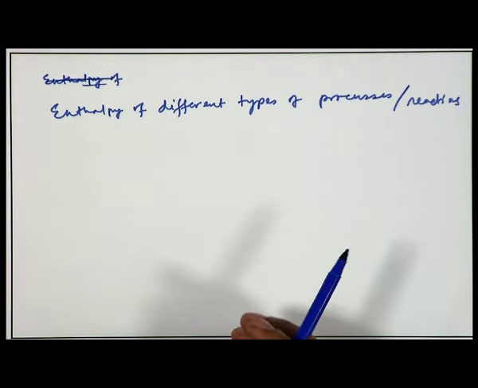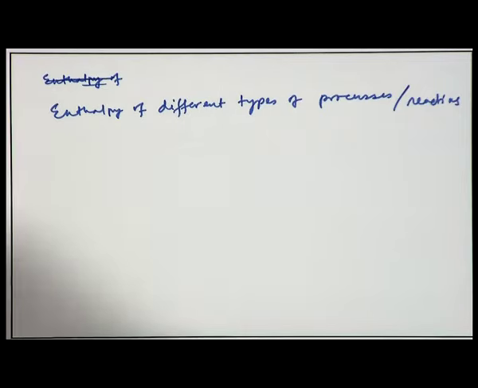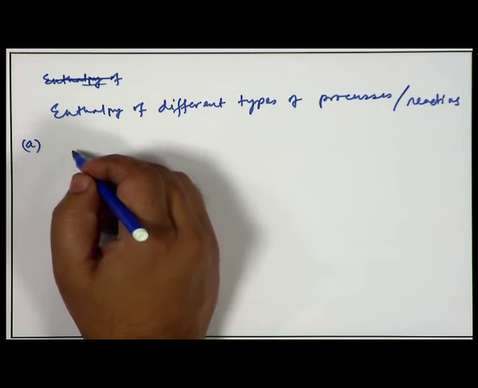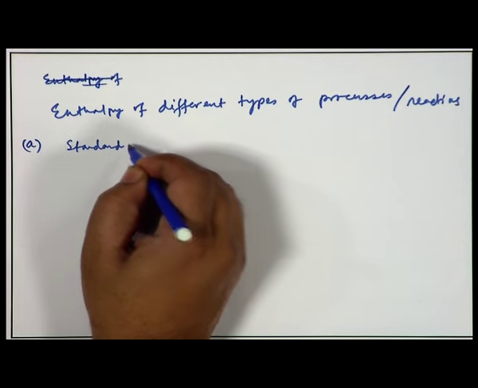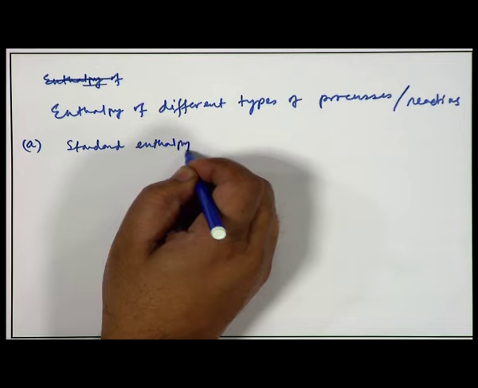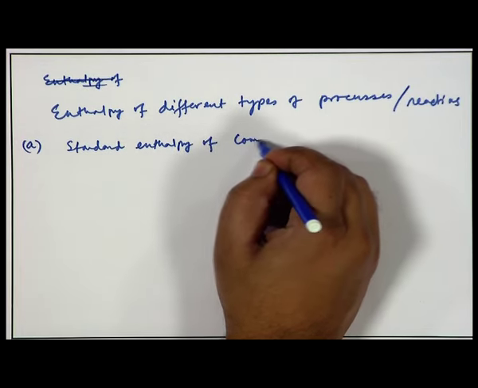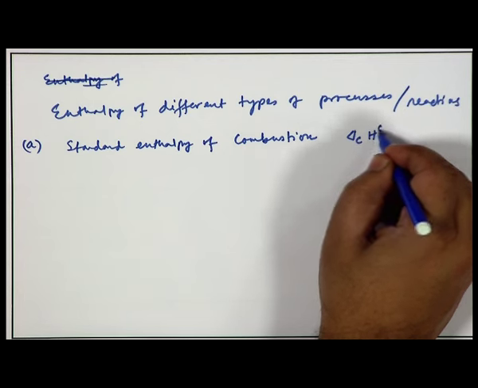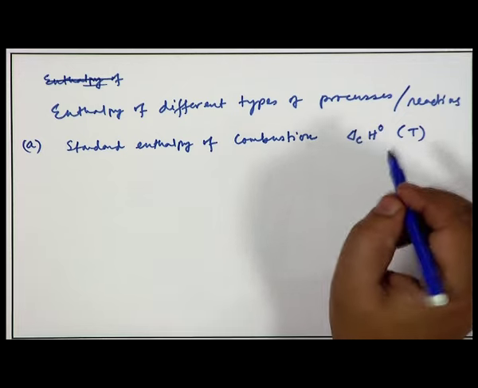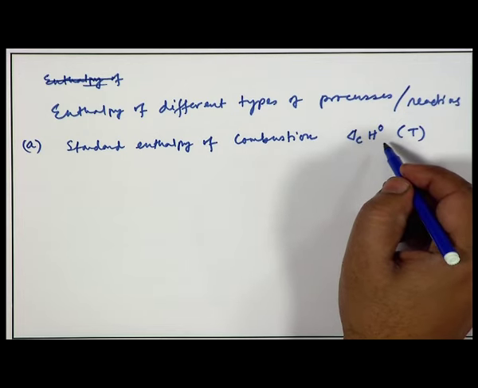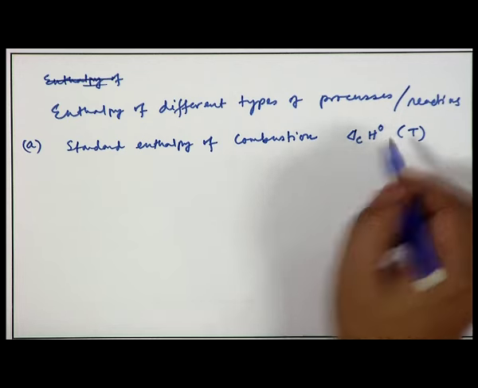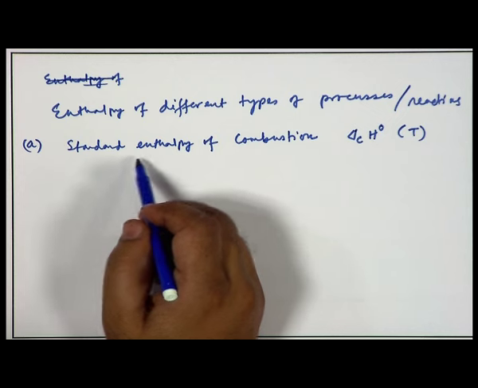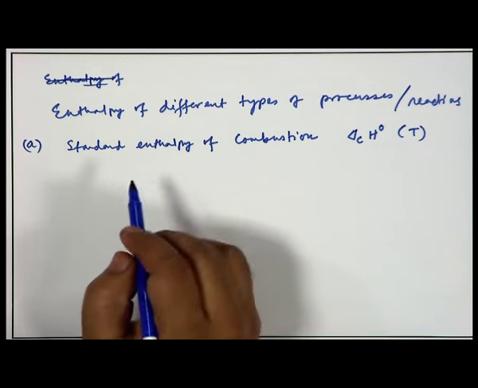We talked about formation and phase transitions. Now we'll talk about other processes like combustion. So the first thing we'll talk about is the standard enthalpy of combustion. The symbol is del_C H naught. At a particular temperature, you have to write the name of the substance you are talking about. This is basically the heat of reaction, or standard enthalpy of reaction, for a combustion reaction.